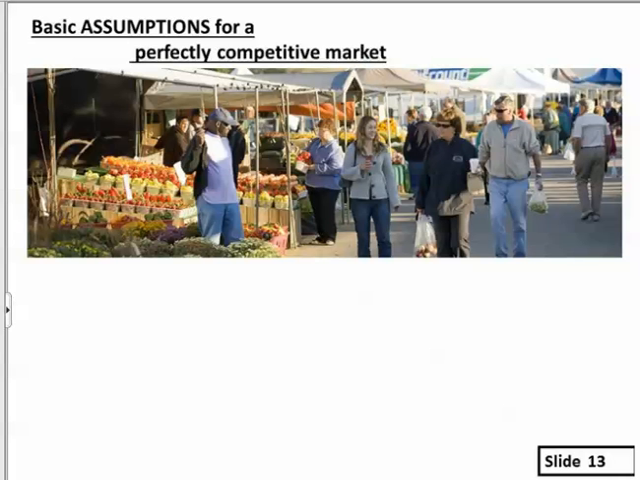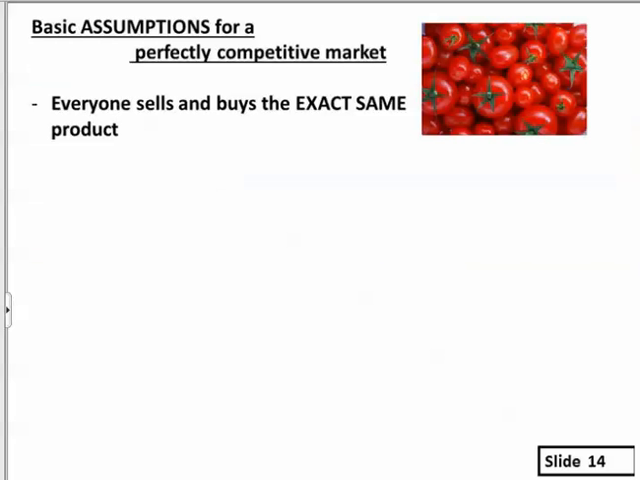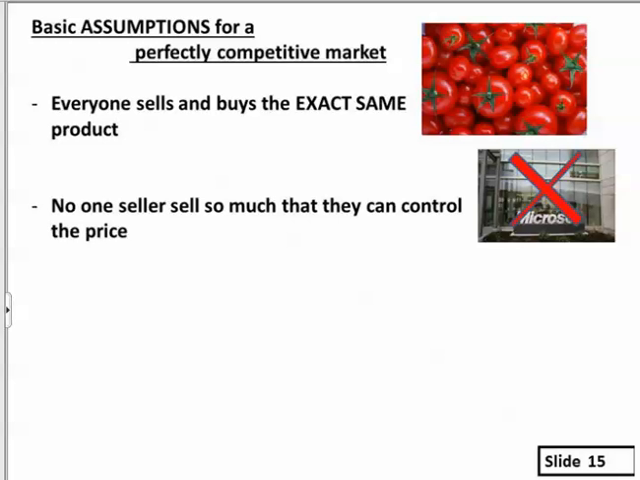Okay, well, remember we need some basic assumptions for our perfectly competitive or free market. And again, we're going to use the example here of the farmer's market, where we have many producers of tomatoes. And the first thing is that in this perfectly competitive market or free market, we assume that all the buyers and all the sellers are dealing with the exact same product, some commodity. In this case, tomatoes would be the example. Okay?